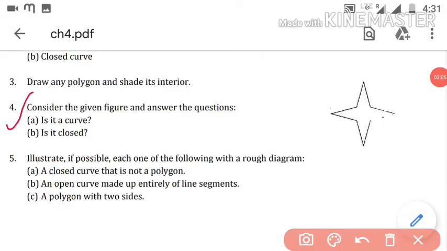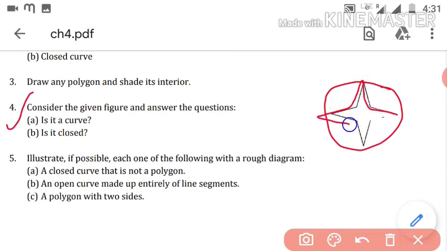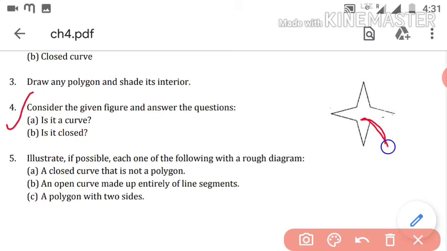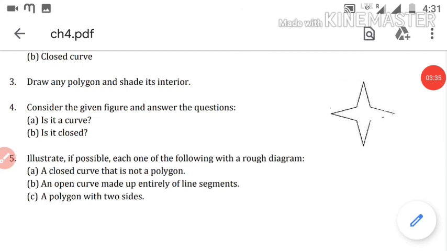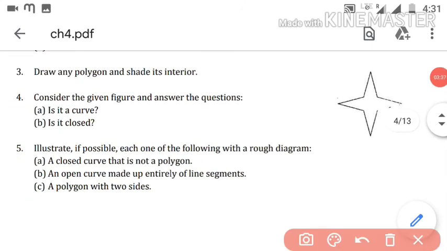Question number 4. Consider the given figure and answer the questions. This is the given figure, isn't it? You can see the figure. Is it a curve? Yes, this is a curve, because it is not intersecting itself. Now is it closed? It is open, isn't it? Because when you get in from here, then you can get out also, isn't it? So this is not closed. So the first answer will be yes and the second one will be no.